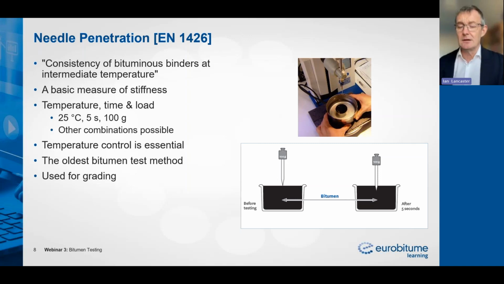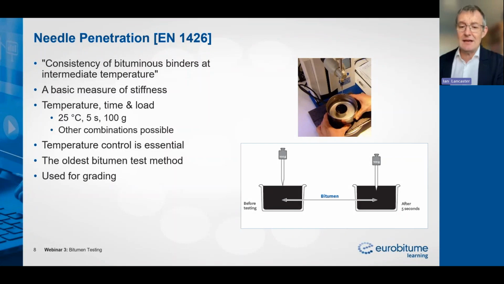So if that needle penetrates the surface of the bitumen by 200 tenths of a millimeter under 100-gram load for 5 seconds at 25 degrees, that is a 200 penetration bitumen. And it's used in specifications. It's used to establish grades within a lot of specifications.